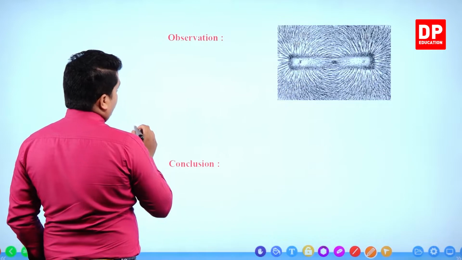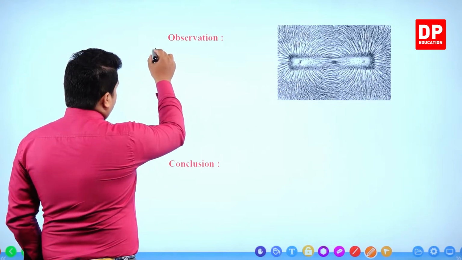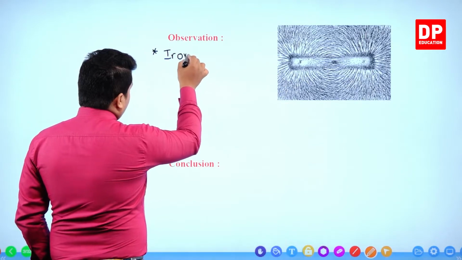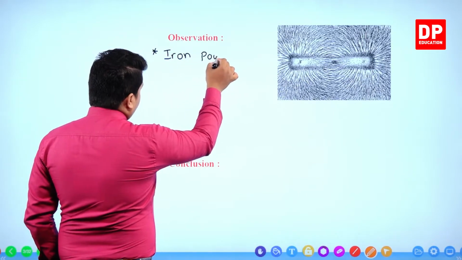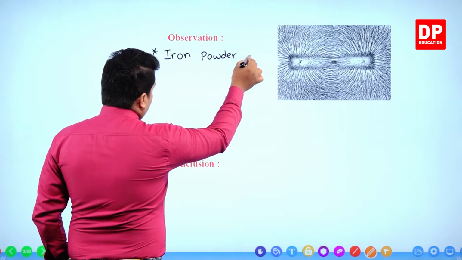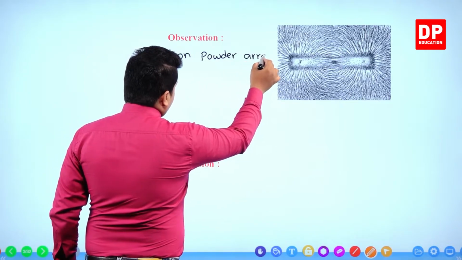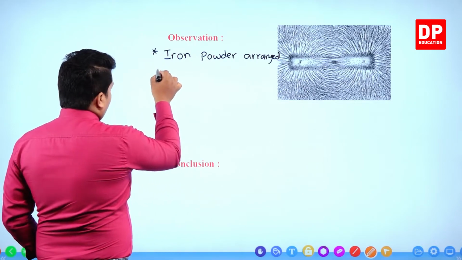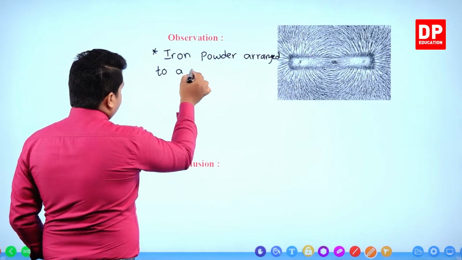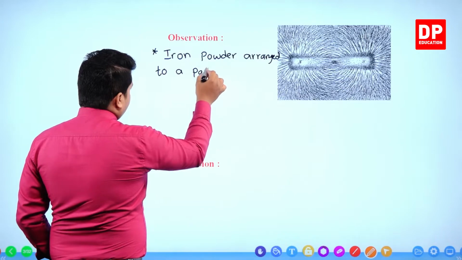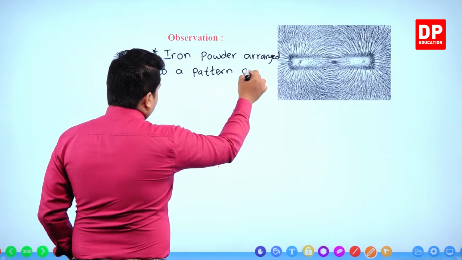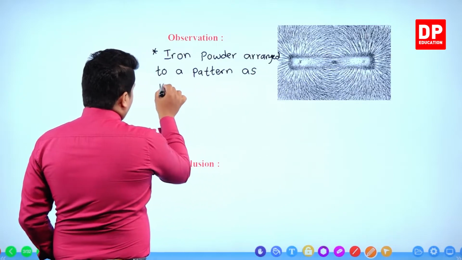So we can write down our observation. Iron powder arranged in a pattern as per the figure.